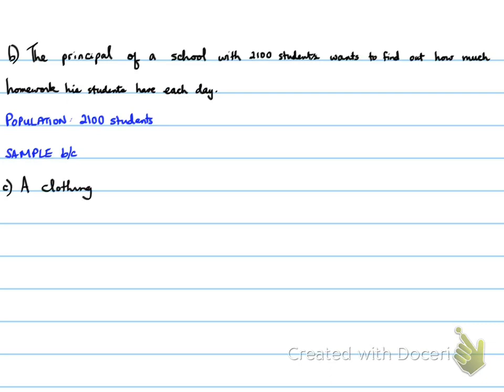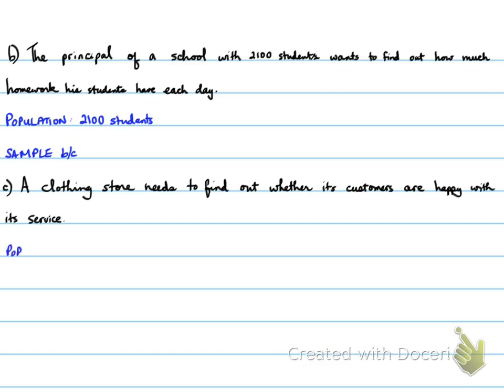All right. A clothing store needs to find out whether its customers are happy with its service. Now, think about it. Who's the population? Obviously, the customers at the particular store. So the store's customers. Are we going to take a sample, or are we going to take a census? A sample or a census? Well, folks, we're going to take a sample. Sample. Why? Well, let's see.